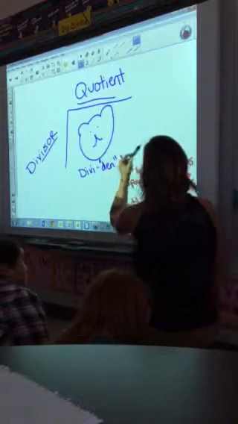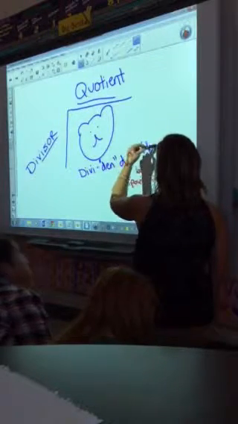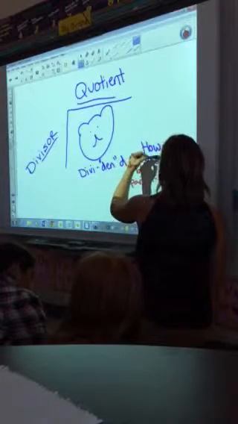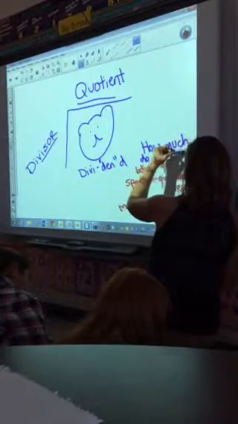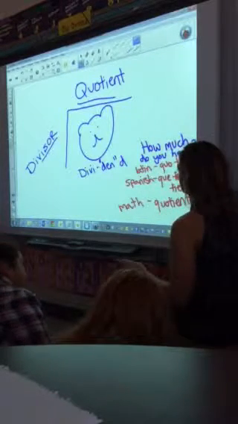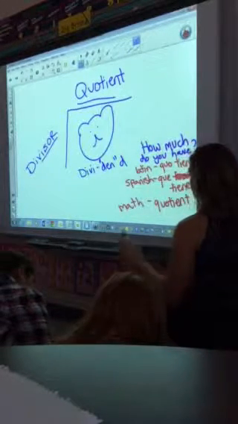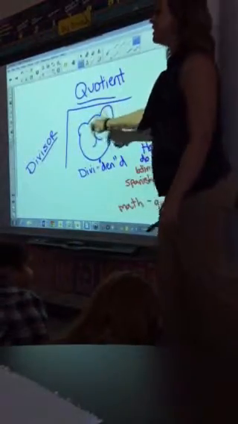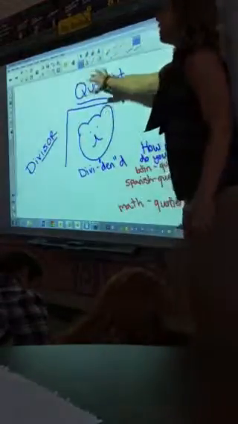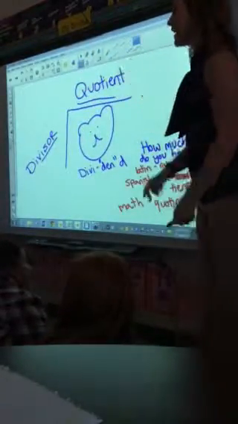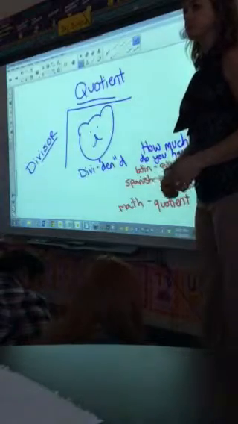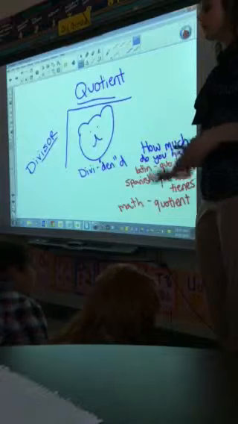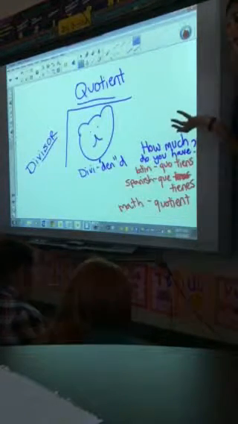What this means is: how much do you have? Quotients, que tienes, quotient. So in the end, whenever I'm taking my dividend and splitting it up into equal groups, I'm going to get my answer, known as my quotient, how much I have in every single group. And there's going to be an equal amount. We'll talk about that in a second. This is just our vocabulary.